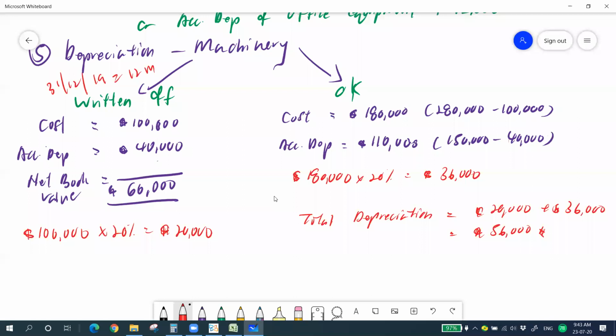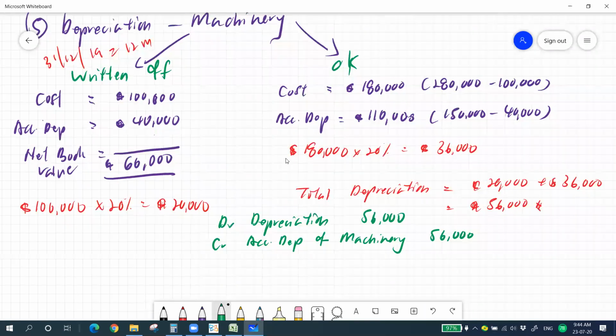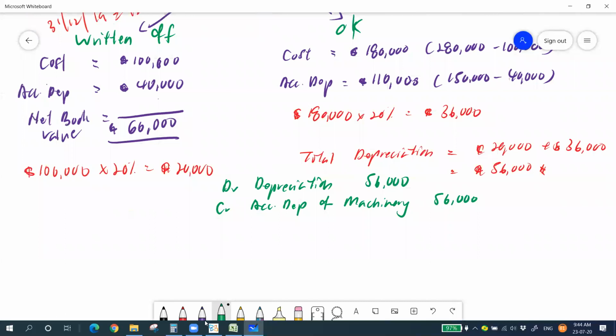First, we record the double entry for the depreciation. We will debit depreciation account 56,000, and then we credit accumulated depreciation of machinery 56,000 as well. The first step is to determine the depreciation. Second step is to record the written off.